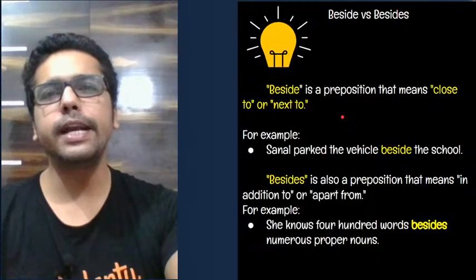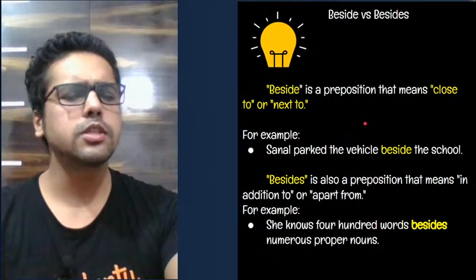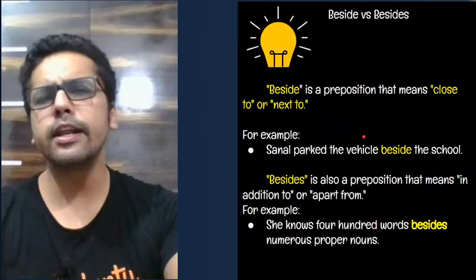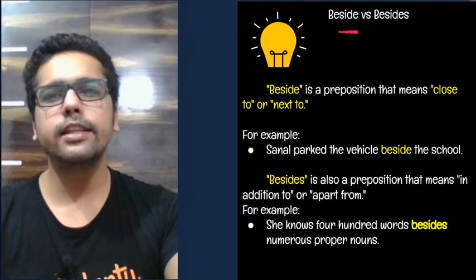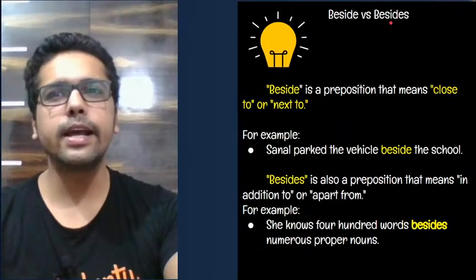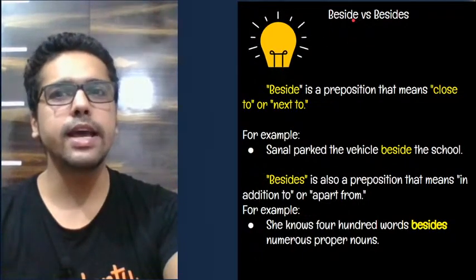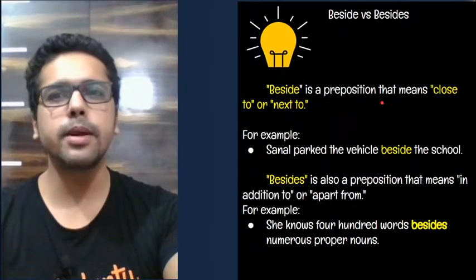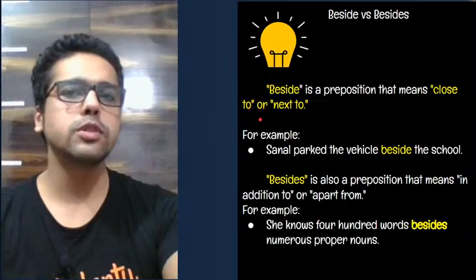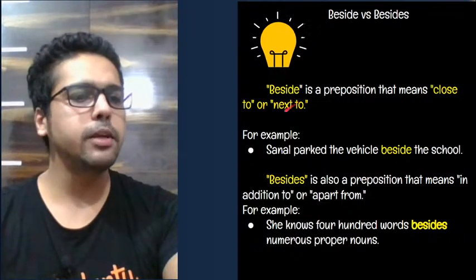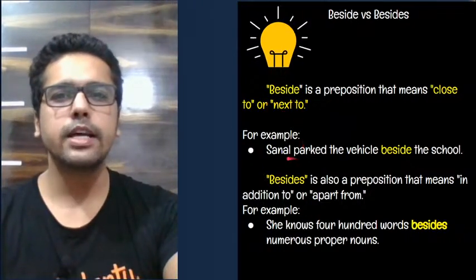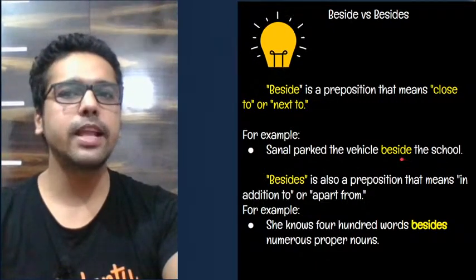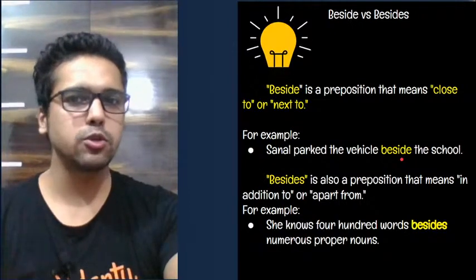Perfect. Now we will simply discuss some confusing prepositions. We'll discuss some pairs of prepositions which are a little confusing for some people. There is always this confusion between beside and besides. So the one with S and the one without S. Look at the word beside without S. Beside is a preposition that means close to something, or next to. For example, Sanal parked the vehicle beside the school. That means close to, or just next to, the school.